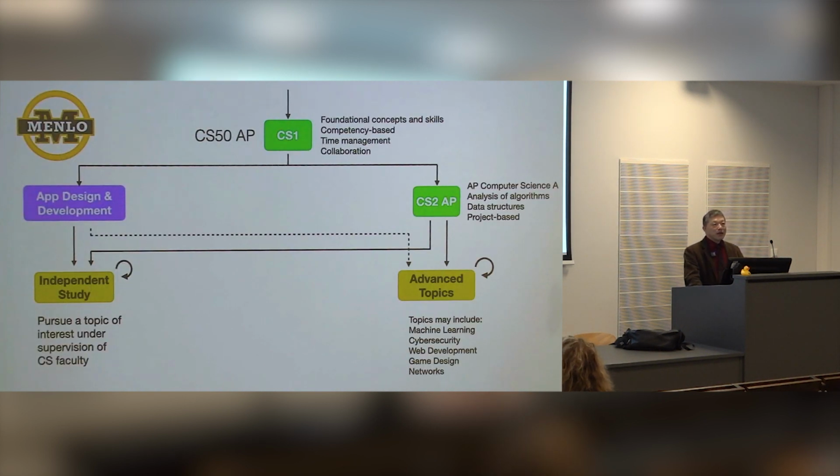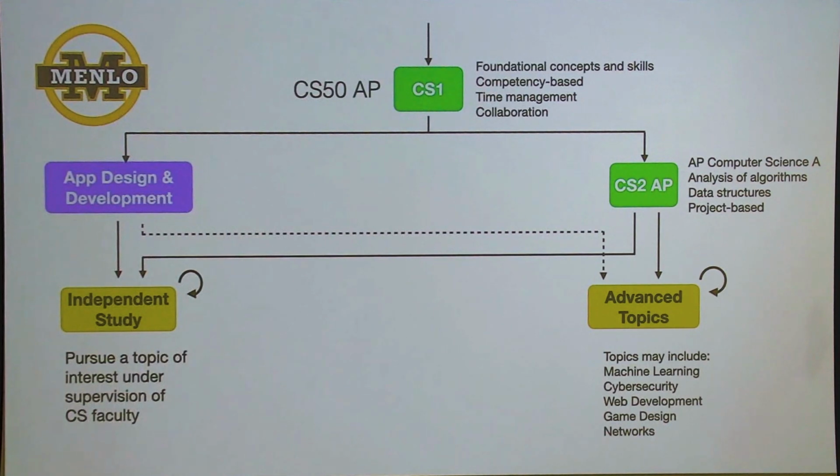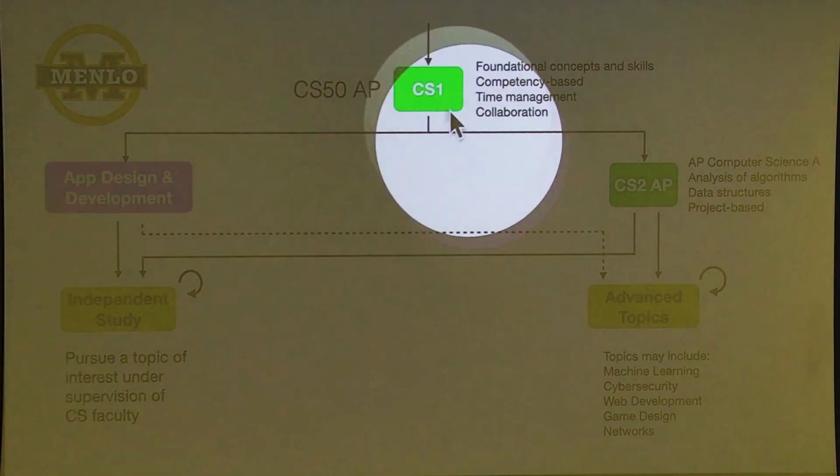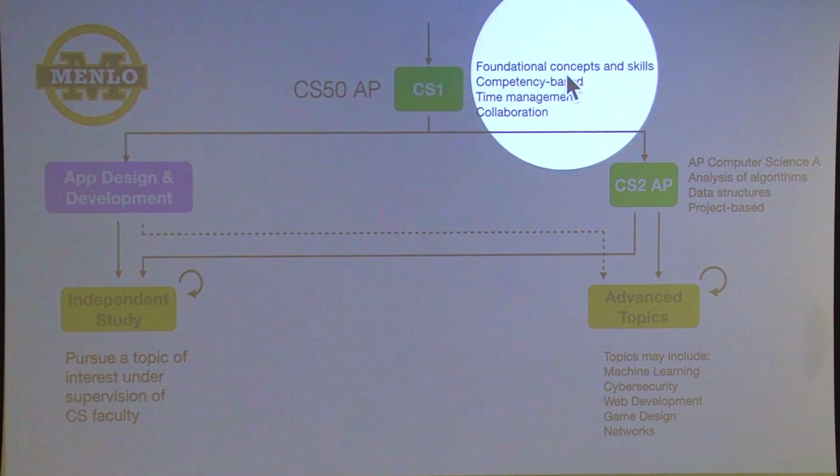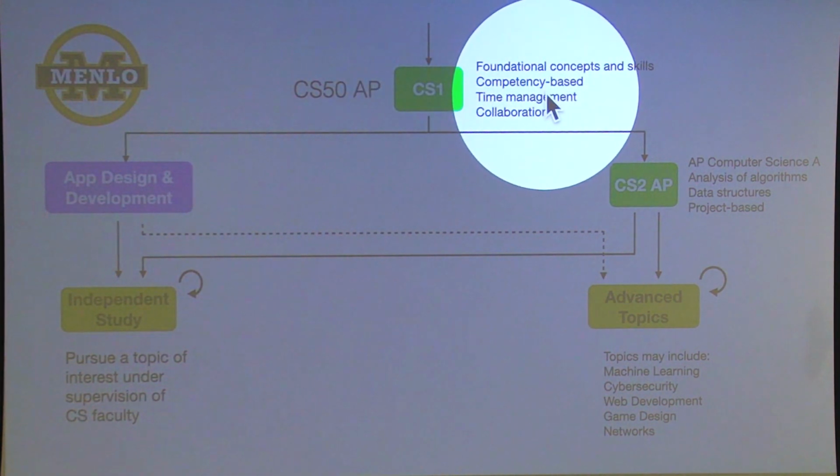This is our school. At Menlo, we offer 4 years of computer science at the secondary school level. So kids ages 14 to 17 can take up to 4 years of computer science at our school. And everybody starts with CS50. Everybody starts right at this top part right here, at CS50, CS1, we call it. And it's basically foundational concepts and skills.